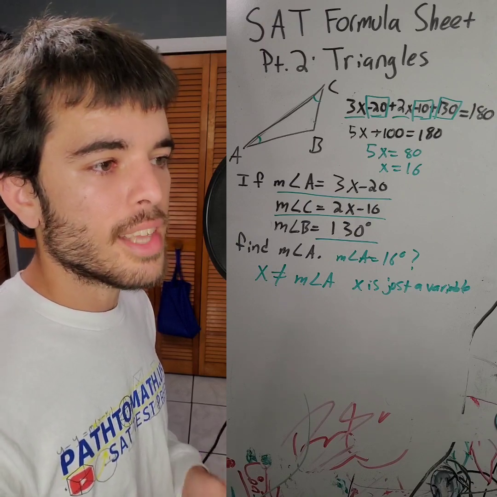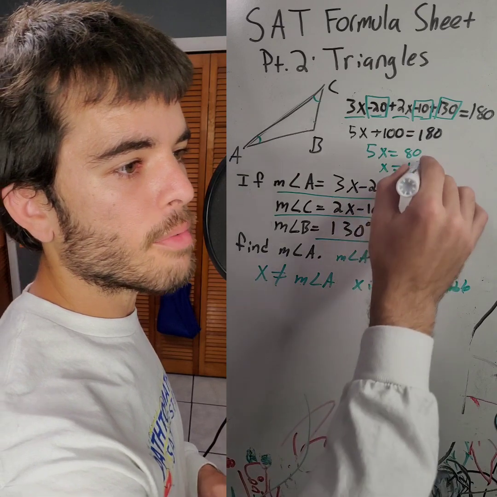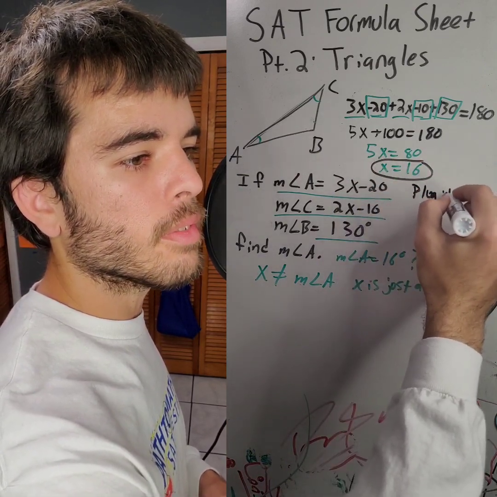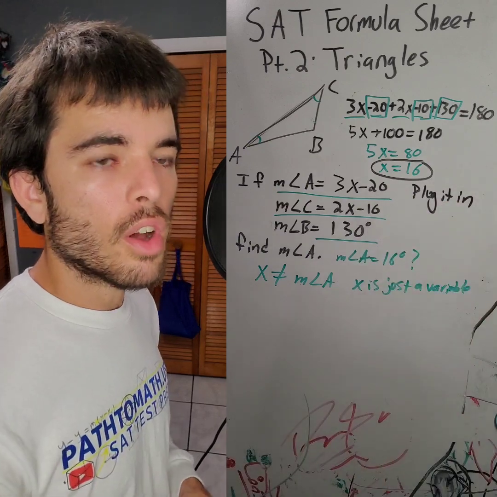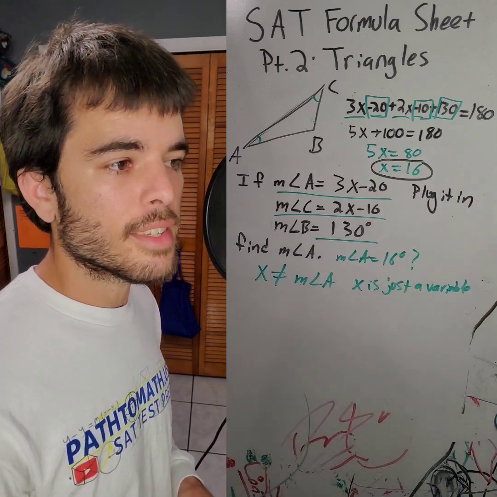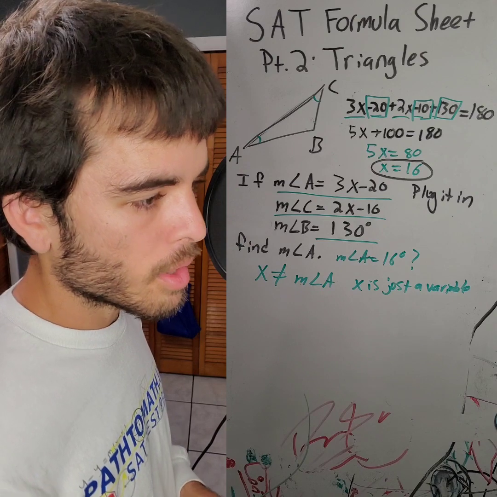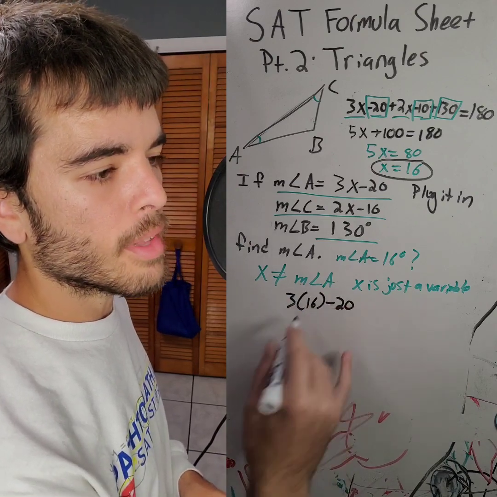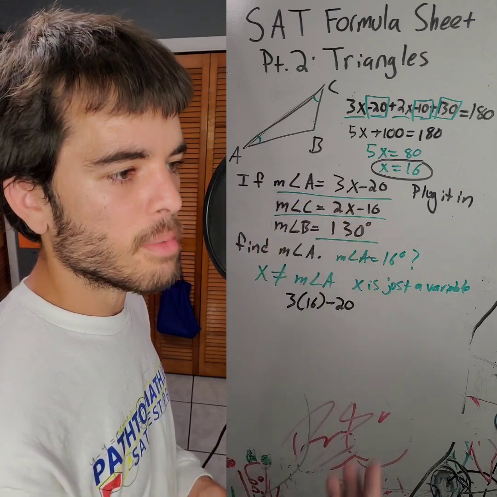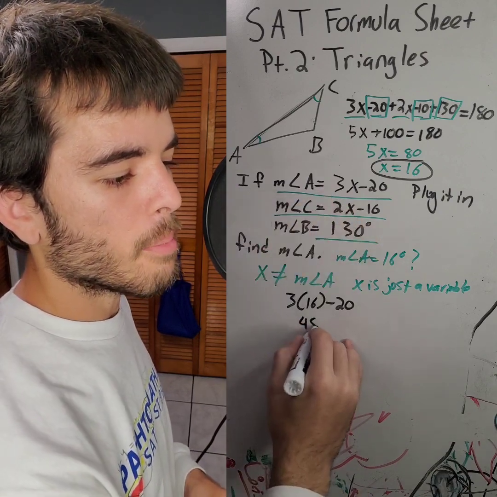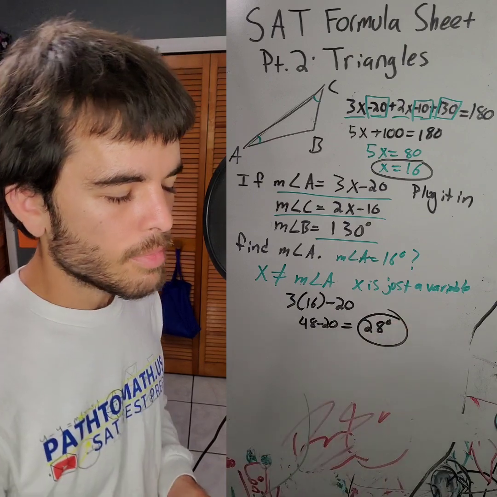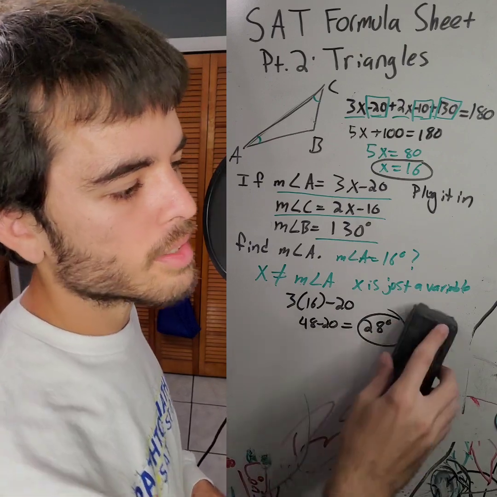We have to actually take the x value that we found, the 16, and we have to plug it in. Don't get lost on what the variable represents. In this case, it does not represent the angle. All right, so we have to plug that in. We get 3 times 16 minus 20. Again, I'm plugging it into the expression that they gave me. We have 48 minus 20, so my answer is 28 degrees. The measurement of angle A is 28 degrees.